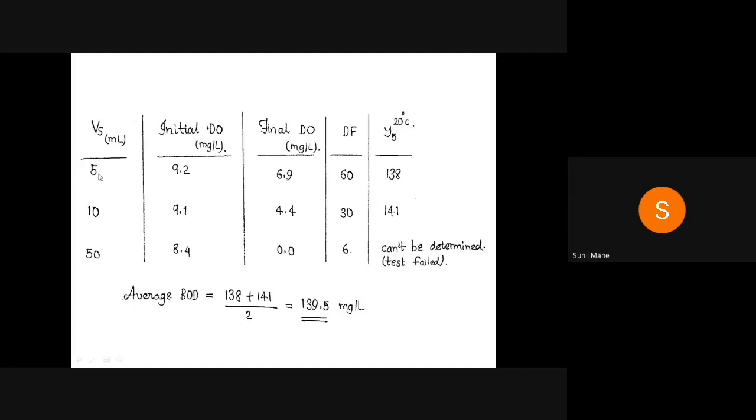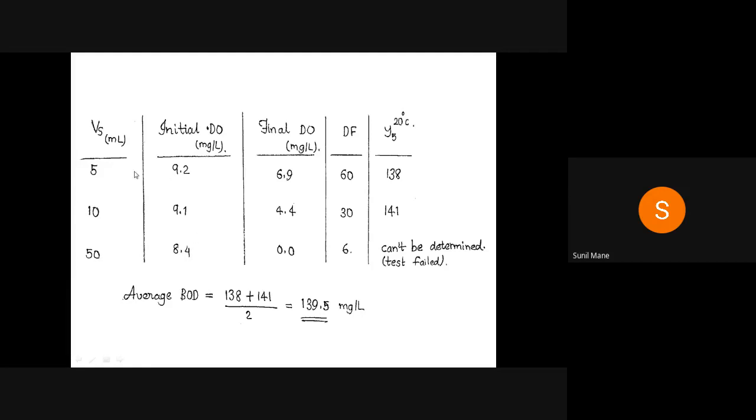Okay, so in this manner we are getting these results. After adding 5 ml, this is the dissolved oxygen of the mix. After adding 10 ml, this is the dissolved oxygen of the mix. After adding 50 ml, this is the dissolved oxygen of the mix. This is the observation on the 0th day. The initial dissolved oxygen we are getting as 9.2, 9.1, and 8.4 for these combinations, for the addition of 5, 10, and 50 ml of sewage.